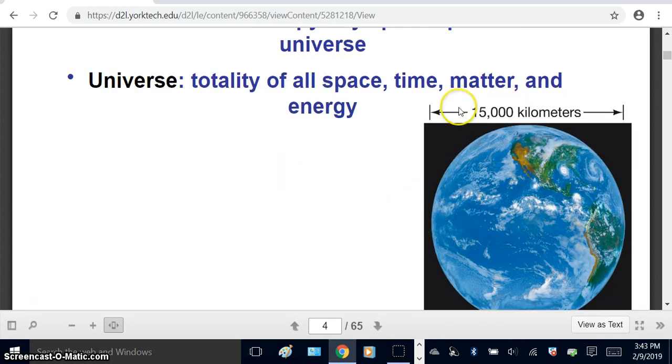the diameter of the Earth is about 12,700 kilometers. Just to let you know, that's about 8,000 miles from one side to the other.